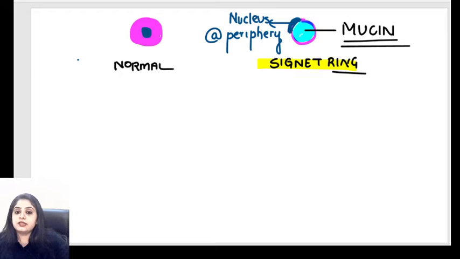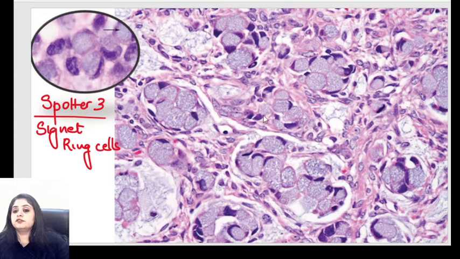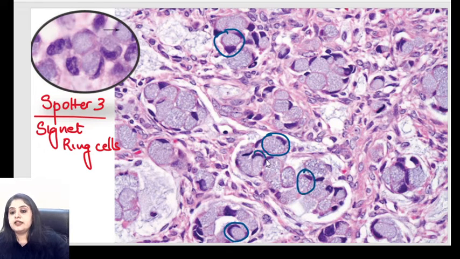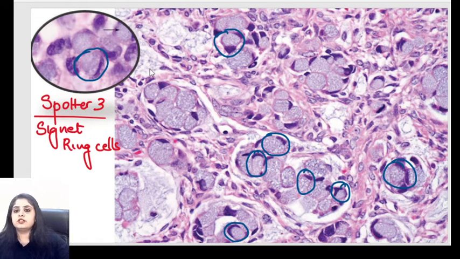Please remember the same thing when I show you over here. It's very similar. Look at this cell over here, and can you see the nucleus is at the periphery and there is blue color mucin? Same way you pick up any cell in this entire slide, everywhere you will see that the nucleus is at the periphery and it is full of mucin. Higher power, same thing. Nucleus is at the periphery and mucin. So where all can we see this? All of these are sheets of signet ring cells.